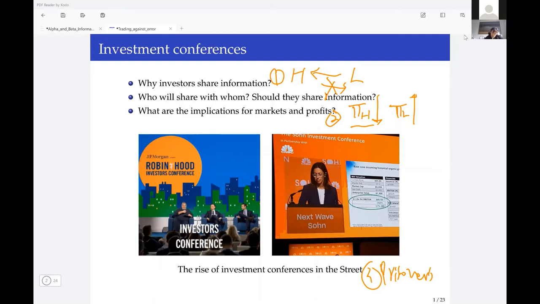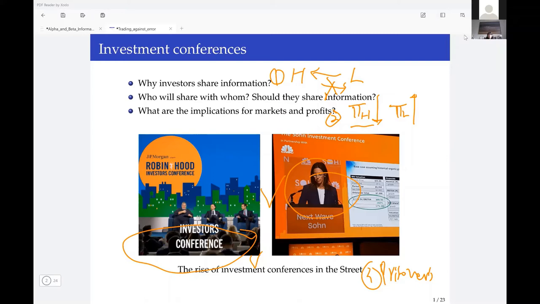According to our model, those investors who are on the podium are actually relatively less informed. The people in the audience are probably more informed. That's counterintuitive. Also, after information sharing, the speakers will become better off, and the listeners, the audience, will become worse off. So that's the prediction about this investor conference.